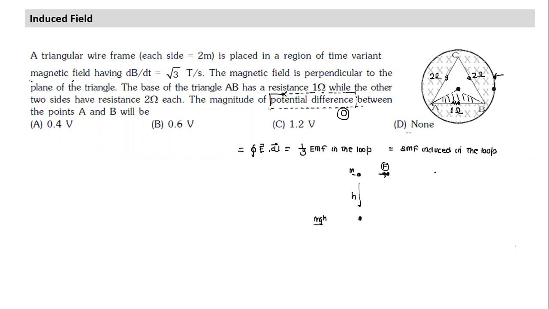So you may think, from here current is flowing, so there has to be a potential difference. But here, the motion of the free electron is not due to an electrostatic field. Motion of the free electron is due to the induced field. Induced field is not conservative. And hence, I cannot use the term potential difference.